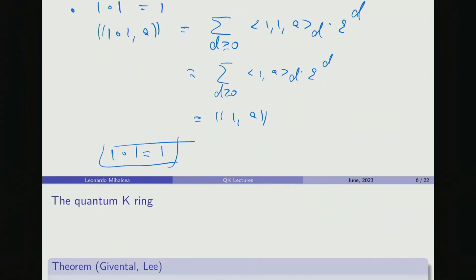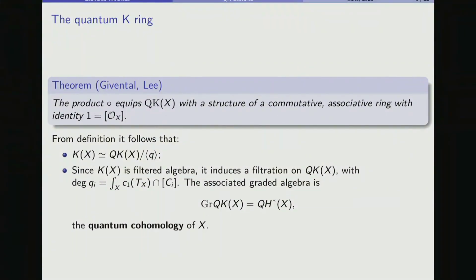Okay, so we defined something. We don't quite know what we defined. We defined an operation on this object, but according to Givental and Lee, this product, this operation, gives the quantum K-theory the structure of a commutative associative ring with identity. So this is actually an associative algebra. And right out of the definition, it follows that if you make Q equal to 0, in other words, if you mod out by the ideal generated by Q, then you just get the usual K-theory.